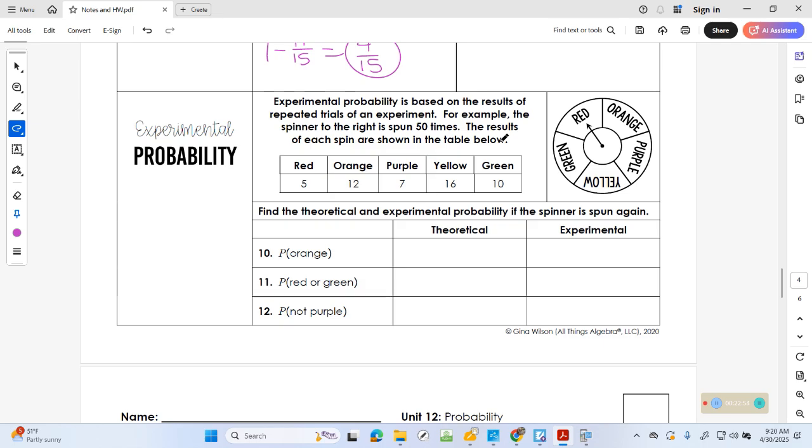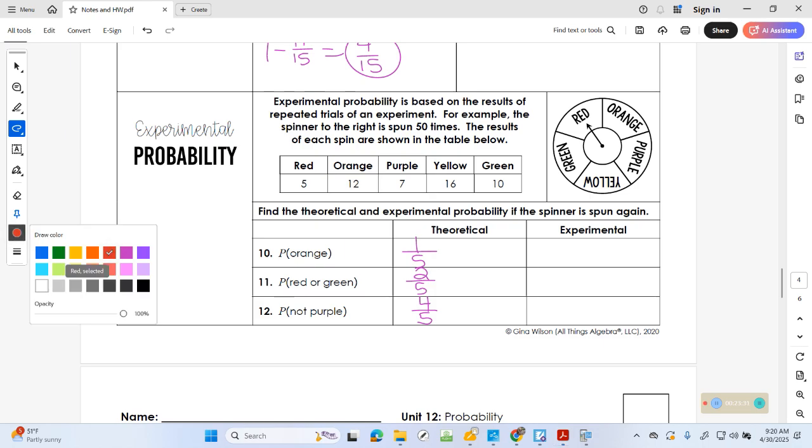So I'm going to start with the theoretical column. Now, just do a quick count for me over here on our spinner. How many different total options are there? 5. So these are all going to be over 5. Got it. What's the probability that you land on orange? How many sections of the spinner are orange? 1. How many sections of the spinner are red or green? 2. And none of those reduce yet. How many sections are not purple? 4. So those are the theoretical probabilities.